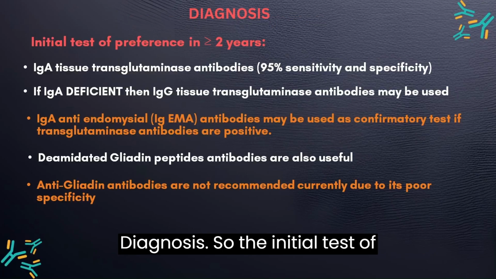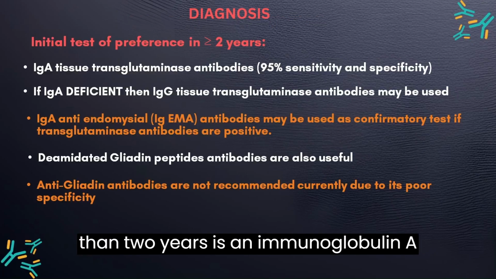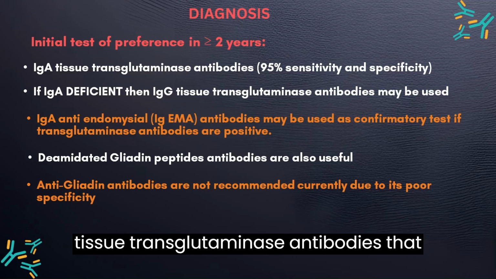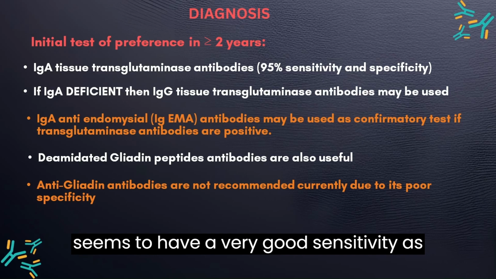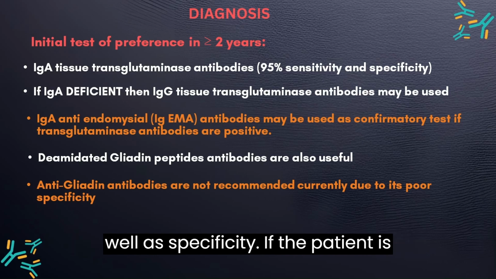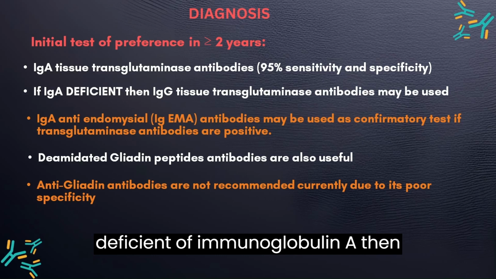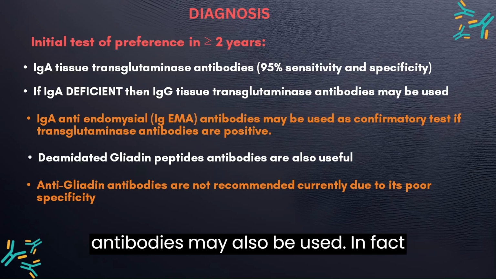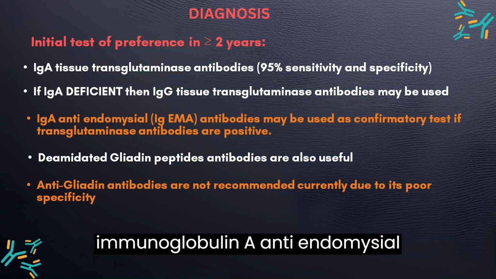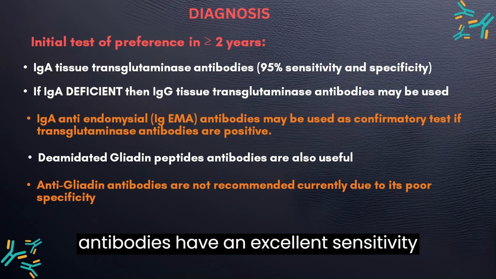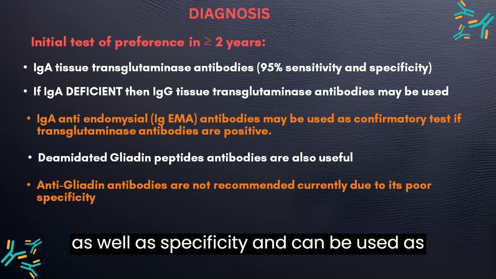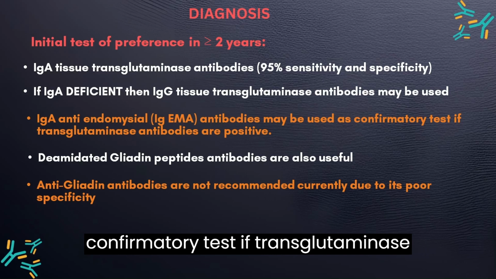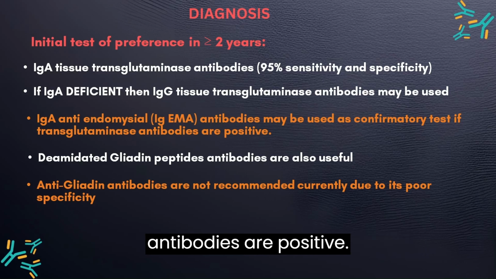Diagnosis. So the initial test of preference in patients that are older than 2 years is an immunoglobulin A tissue transglutaminase antibodies that seems to have a very good sensitivity as well as specificity. If the patient is deficient of immunoglobulin A, then immunoglobulin G tissue transglutaminase antibodies may also be used. In fact, immunoglobulin A anti-endomysial antibodies have an excellent sensitivity as well as specificity and can be used as a confirmatory test if transglutaminase antibodies are positive.